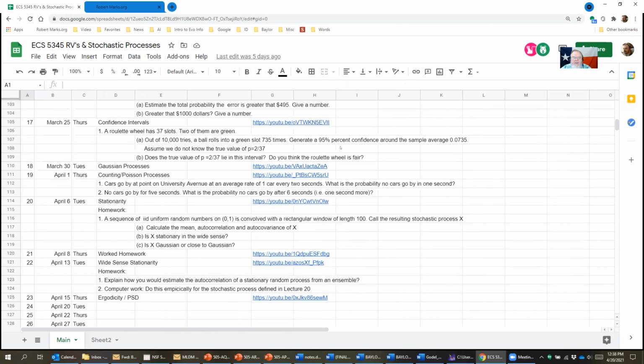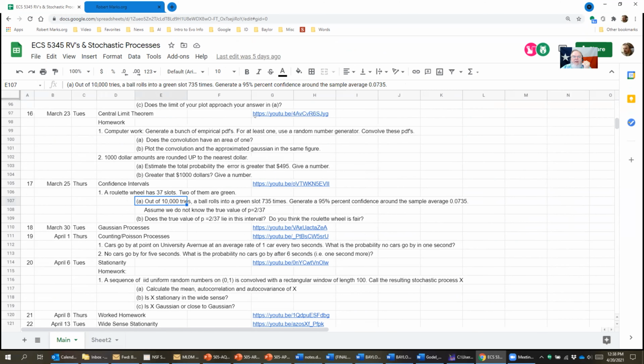Okay, here is the homework from last time. This was last time, so we've already done this. No, we haven't done that. We haven't done the confidence intervals as of yet. Okay, so this is the one we have to do. So let's start first of all with confidence intervals.